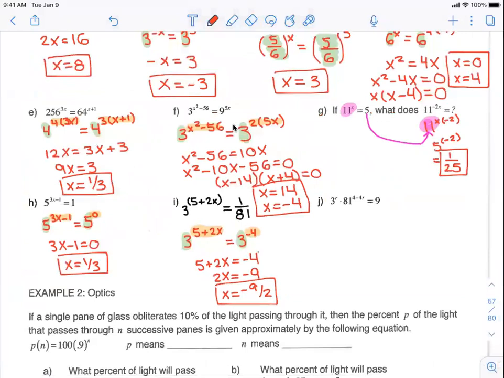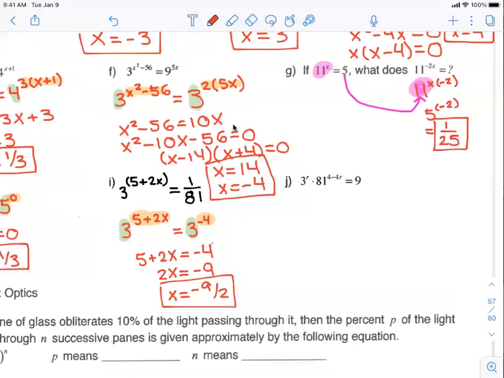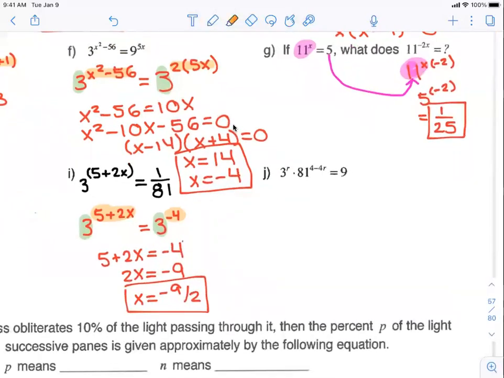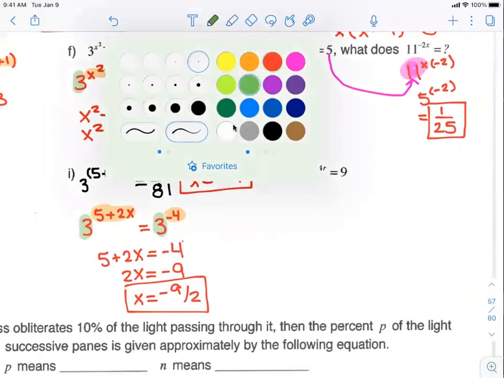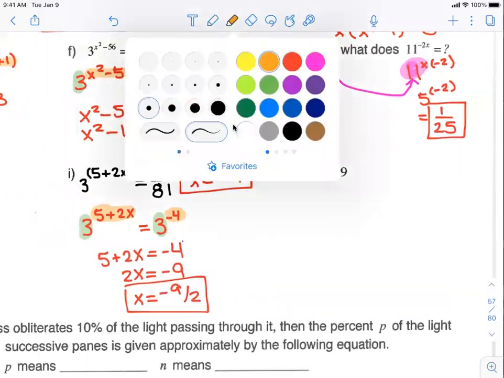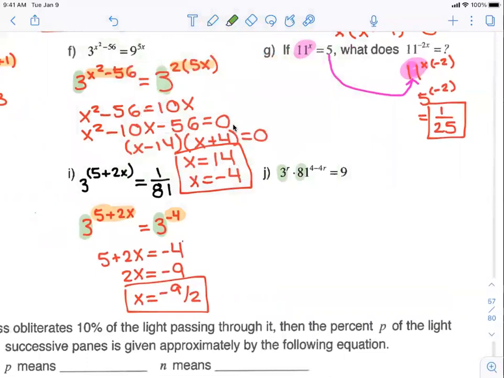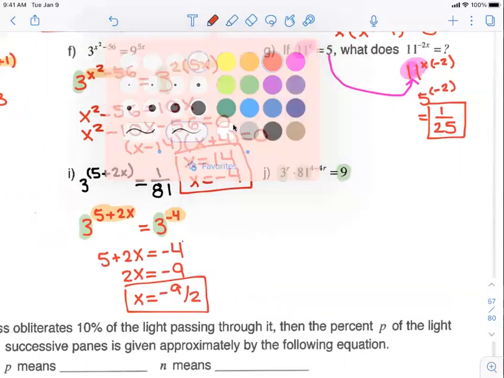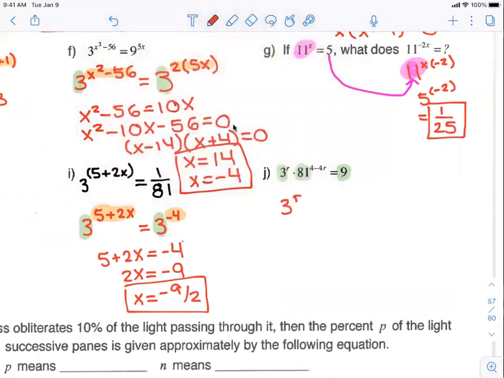All right, we're going to take a look at one more. If you take a look at J, you might be like, I have 3 bases now, and that's very true. You do have 3 bases right now. You have a 3, an 81, and a 9, and we need them all to be the same, but I bet we can get them all to be 3s. So that's what I would start with. I would go ahead and say 3 to the r times 3 to the what power gives you 81, and that is going to be 3 to the 4th.